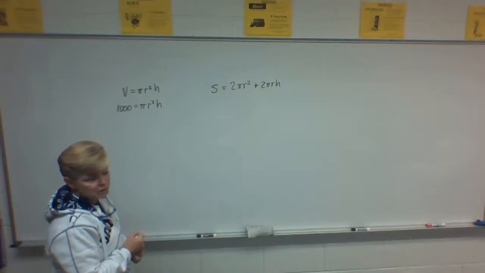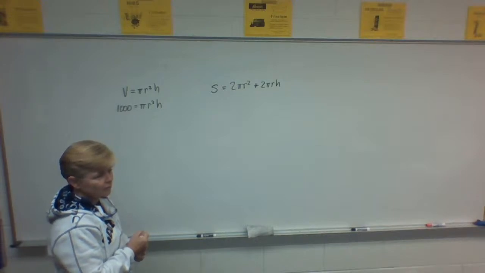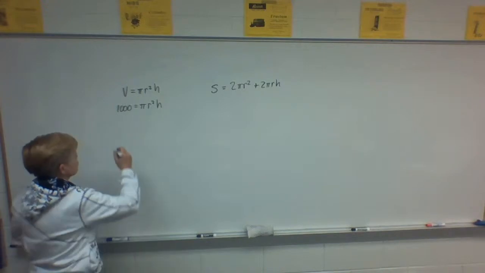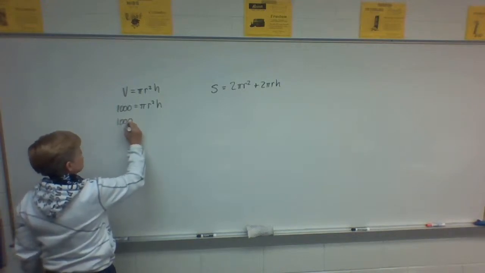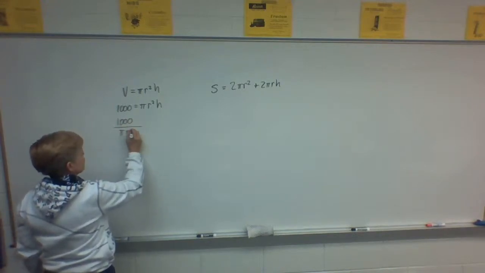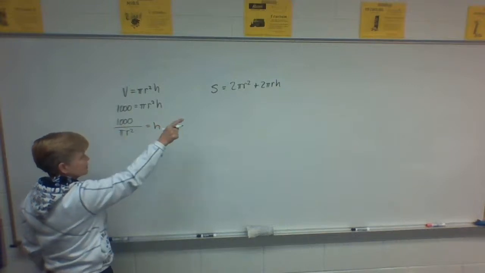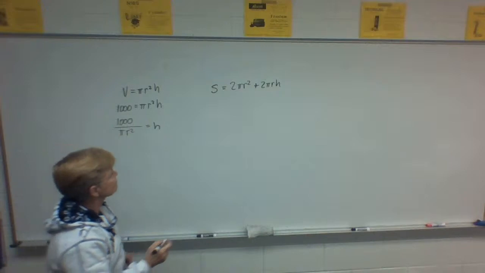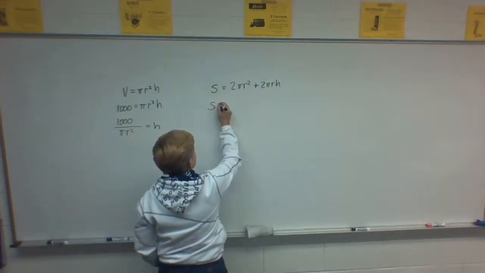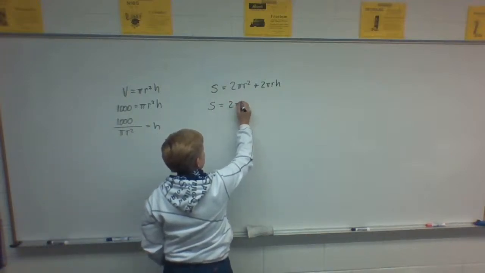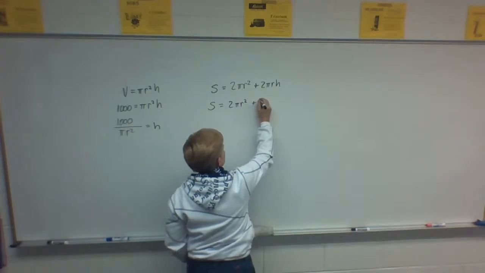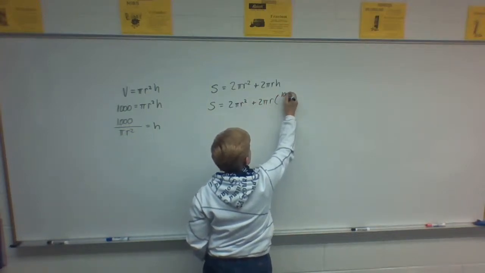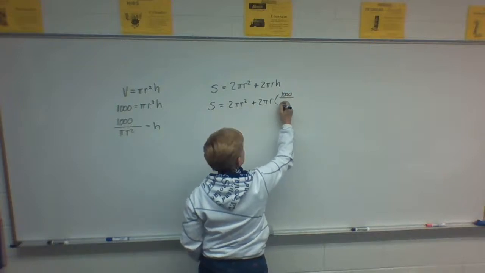Which one will be easier to solve for? H, because if we solve for r, we're going to have a square root. Okay, so if I put 1,000 divided by pi r squared, that will be h. And I can replace h with that, and then I'll have a statement in only one variable. Yes. Okay, so the surface area by replacement there is going to be 2 pi r squared, because it's in r, plus 2 pi r times 1,000 over pi r squared.